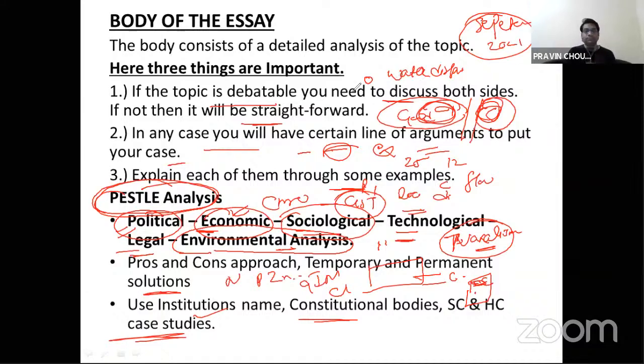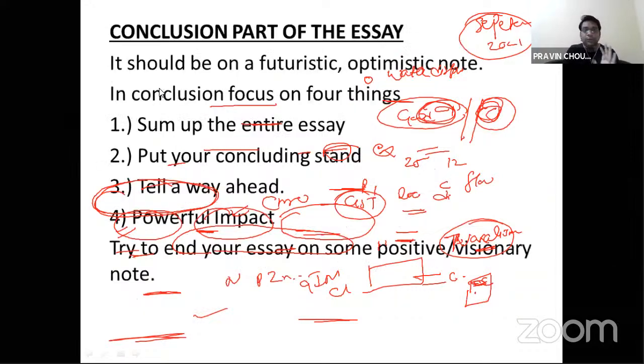Okay. So use institution names, constitutional bodies, the Supreme Court and High Court, case studies. That will give you some advantages while choosing an optional subject. So that should be your body part. And next will be your conclusion.